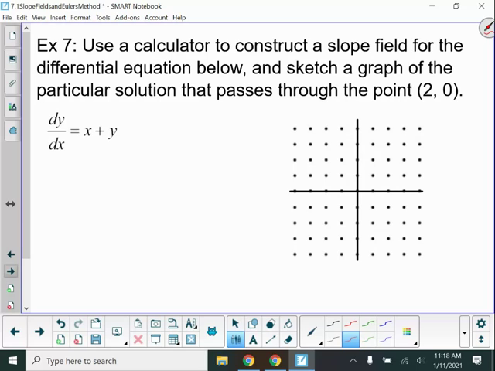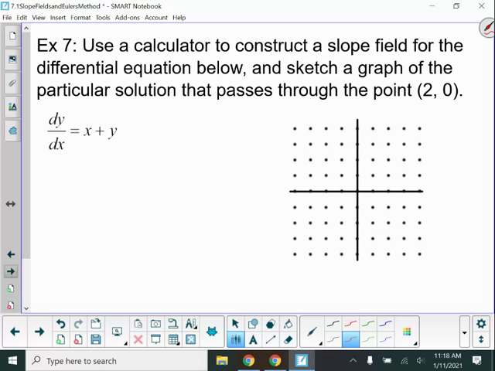So with this one, I'm not going to go through and construct all of this. I am going to do a few different points so that you guys can see how things work together. You will never have to do this many points in a homework assignment or on the AP exam, but I do want you guys to see how to do these.